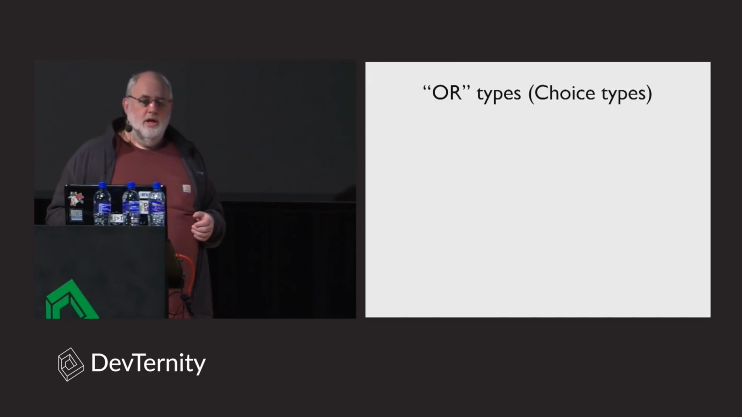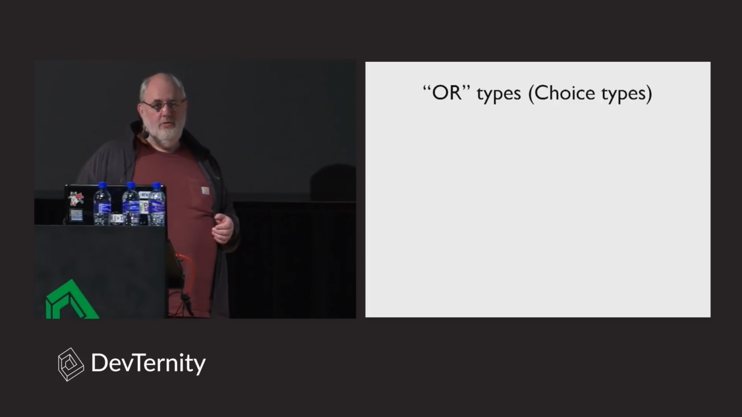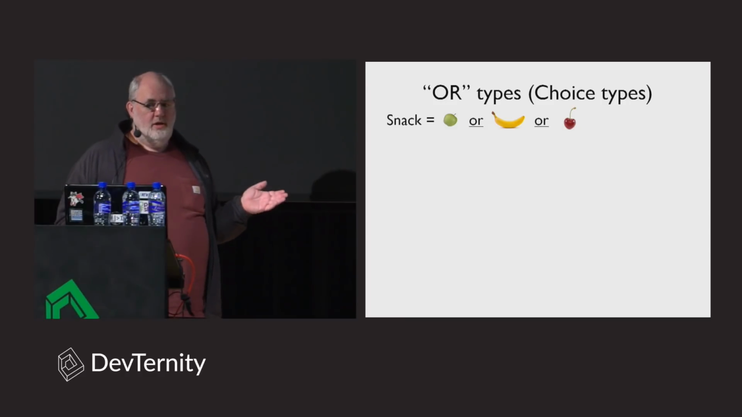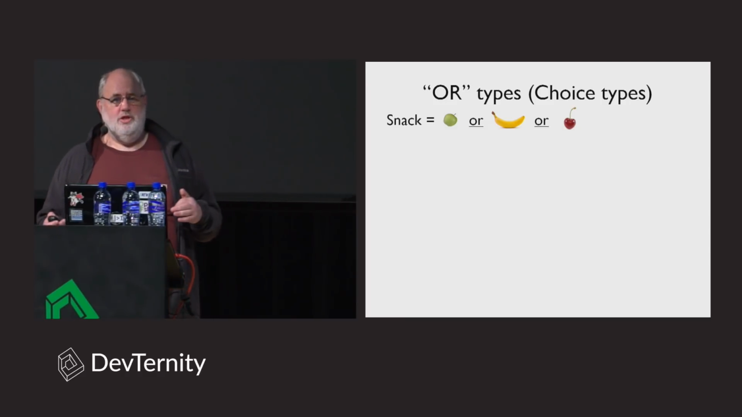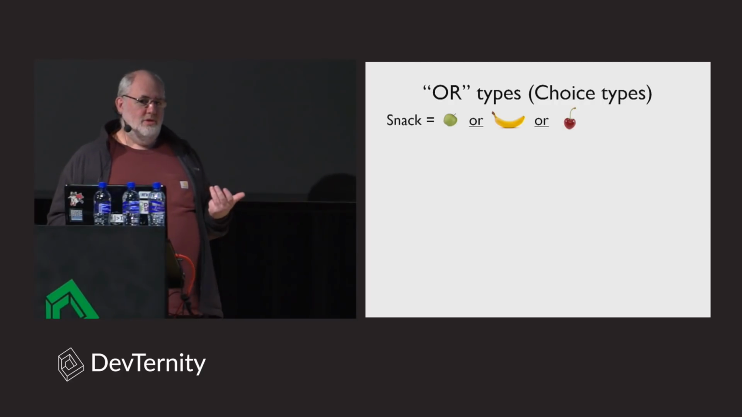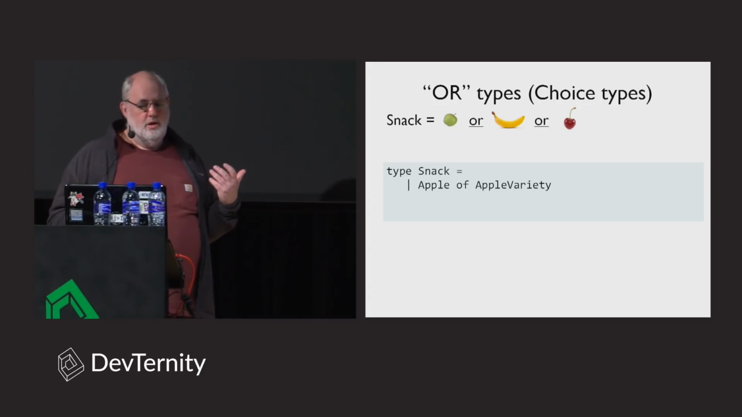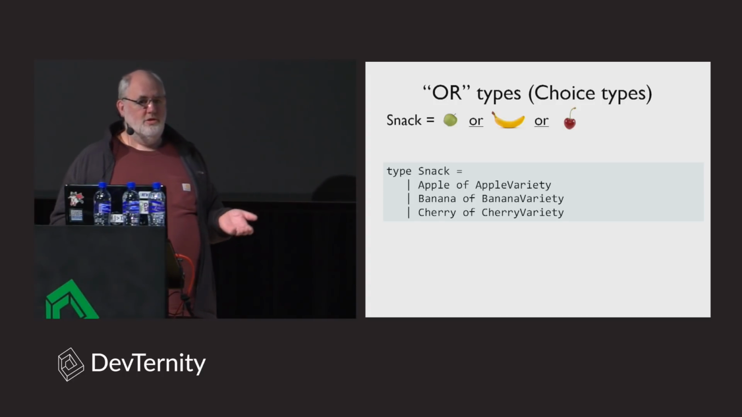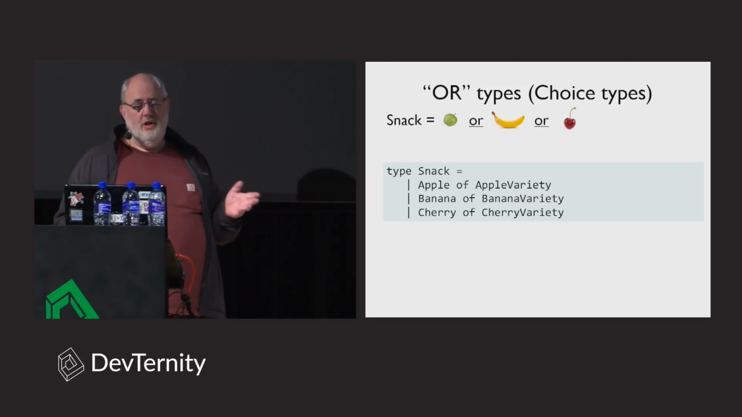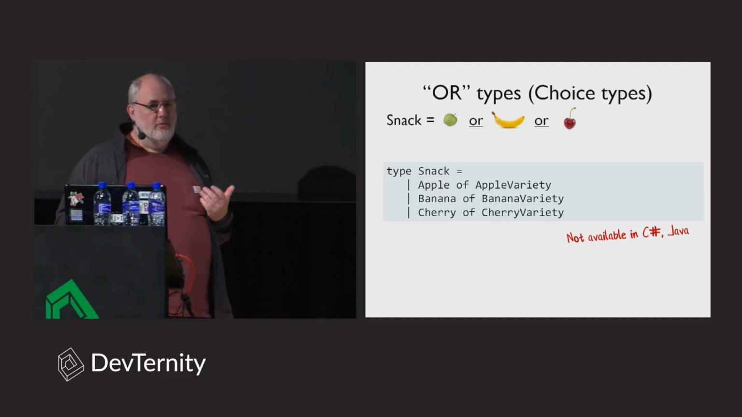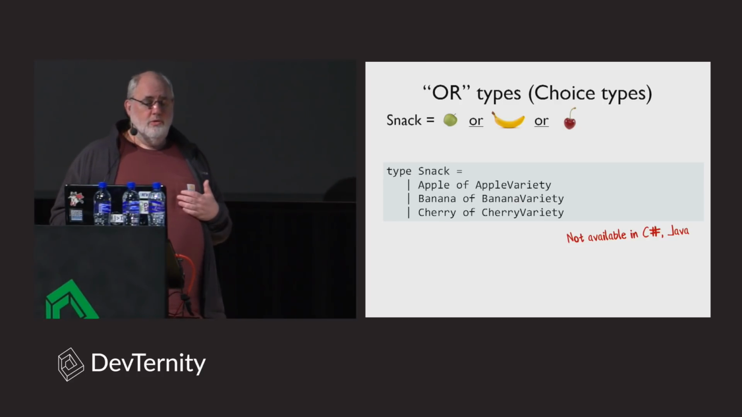But the other thing, which you're probably unfamiliar with, is what you might call an "or" type or a choice type. So let's say you want to have a snack, and you want to say you want to have an apple or a banana or a cherry. Now that's harder to represent in OO, but in functional programming, you would say it's an apple or it's a banana or it's a cherry. You can actually write a type that represents these three choices, kind of like an enum. If you're used to enums, it's like enums on steroids. So, these are not really available in OO languages, but they are available in functional programming languages.